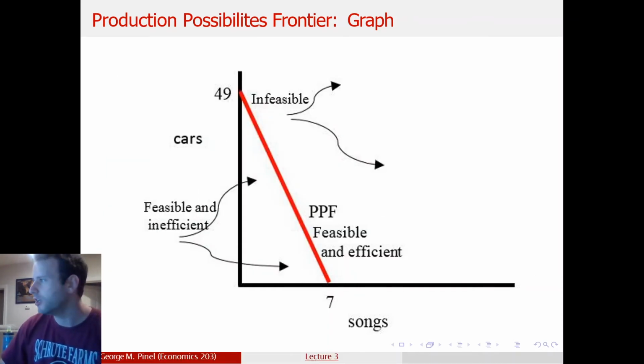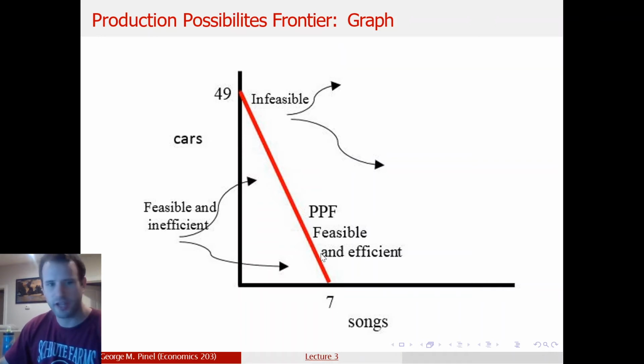So Marshall can be at this point. Marshall can make 0 cars, 0 songs. He can make 40 cars and 0 songs, whatever. Everything under this line is also a potential combination of things that Marshall can make. He can make 5 songs and 0 cars. He can make 5 songs and 1 car or something like that. Anything under this line. The red line, the production possibilities frontier, basically specifies if Marshall spent all of his time making cars and songs, what are the possible combinations?